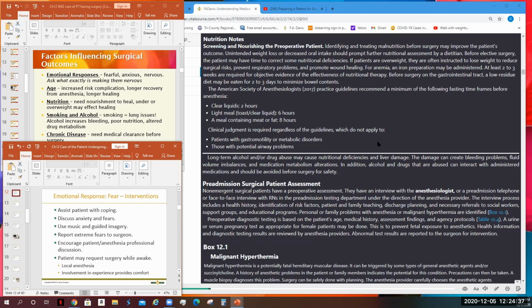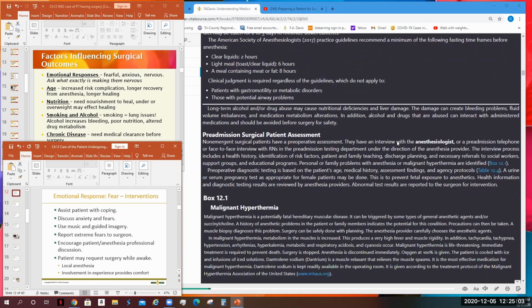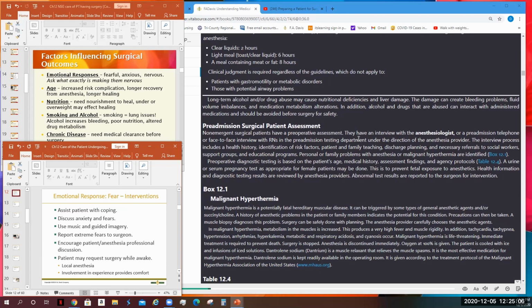Long-term alcohol and/or drug abuse may cause nutritional deficiencies and liver damage. The damage can create bleeding problems, fluid volume imbalances, and medication metabolism alterations. In addition, alcohol and drugs that are abused can interact with administered medications and should be avoided before surgery for safety.